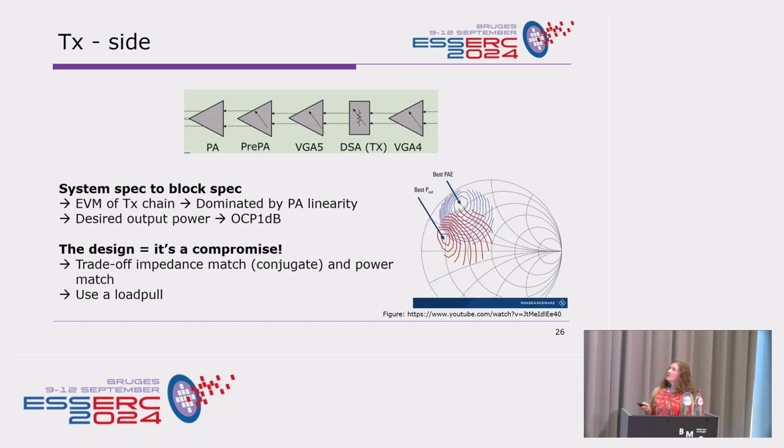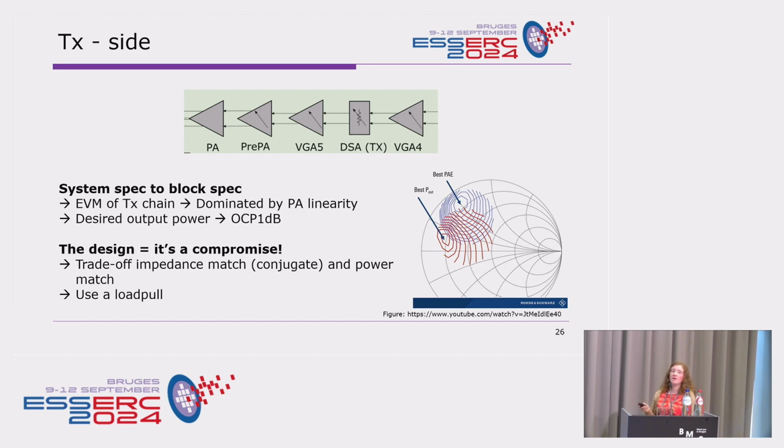Then next is the TX side. At the TX, we see again these VGAs and DSAs, but probably the most important block is the PA, the power amplifier, which sends all the power towards the antenna. Again, for this chain, you will be able to determine an SNR or an EVM, and this is dominated by the PA. Another thing that is dominated by the PA is the total power that you can deliver to your antenna, and which is mainly set in an output compression point. And this leads to a trade-off again.